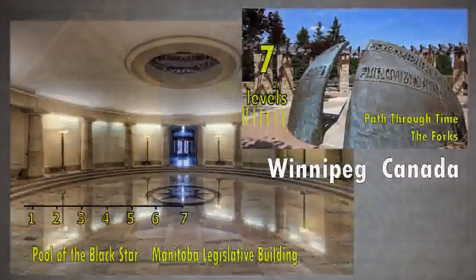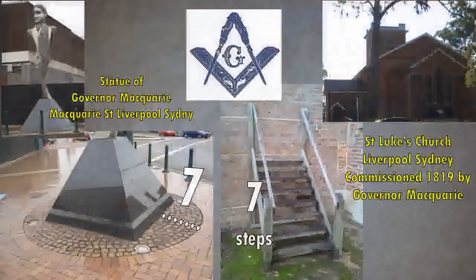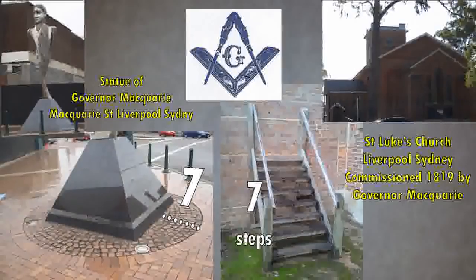This 7 symbolism will also be in many structures. For instance, the pool of a black star, which represents Venus, has 7 levels towards the middle, but also in other important parts in Winnipeg. And another example, Liverpool in Sydney, which is very close to basically my home sort of town. It's on the southwest outskirts of Sydney, founded by the Freemason Lachlan Macquarie. The church was commissioned by Lachlan Macquarie, and the architect was a Freemason, Francis Greenway. But the statue by Robin Blau, which I posted in a recent video, he's one of these artists that tend to get these jobs.